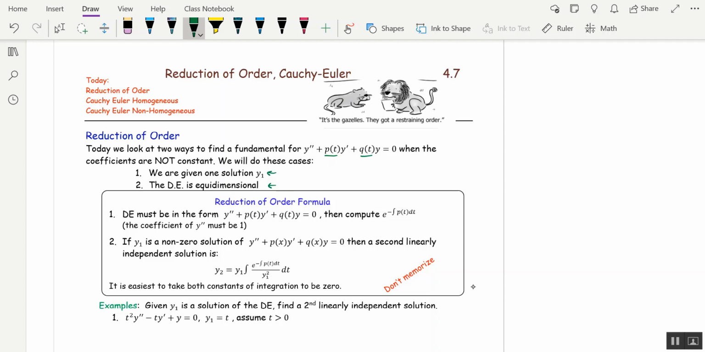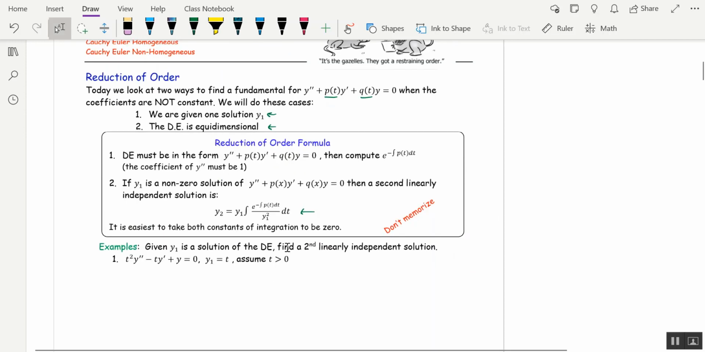So let's look at the reduction of order formula first. This is the way to find a fundamental set if you're already given one solution. So the first thing, the differential equation has to be in this form, meaning the coefficient of y double prime has to be 1. It has to be a monic differential equation. Once you've identified p of t, which is the coefficient of y prime, compute the term e to the negative integral of p dt. Then the formula for your y2 is given right here. Don't memorize this. I'll give it to you if you need it. You just won't use it often enough to memorize. So let's look at examples.